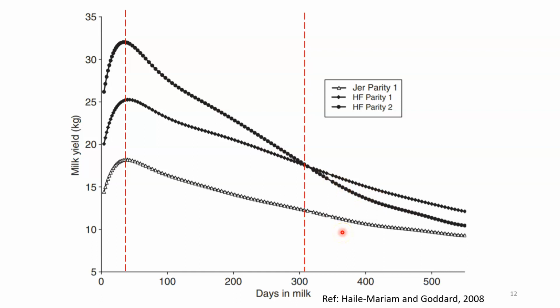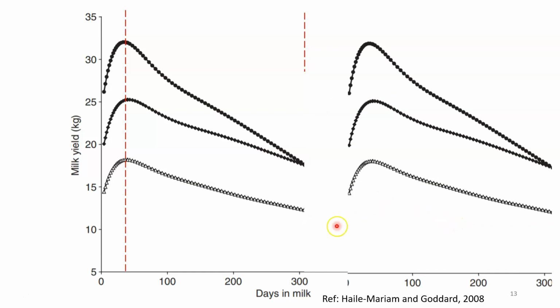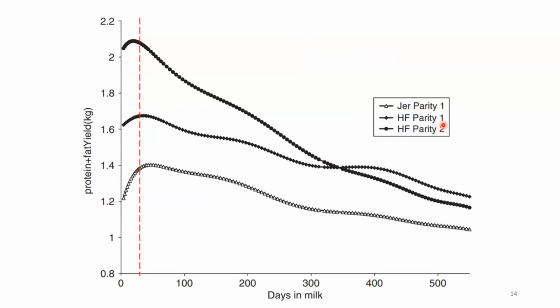If you keep on lactating animals, they have the capacity to produce even up to 500 days or beyond. However, from a financial, economical, business point of view, that is not recommended. We want another peak here as soon as possible, right? So that is the take home message here.